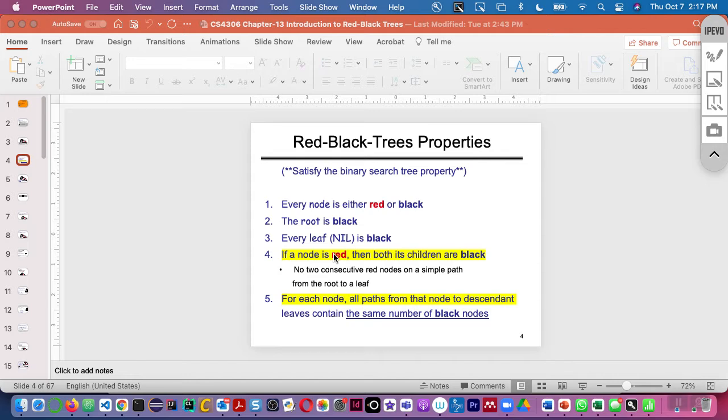They put 1 and 2 together, and in some books they did not say the leaf is always nil or black. This is by default, they think. But in the fourth property, what is the fourth property? We discussed that if a node is red, then both of its children are black, right?